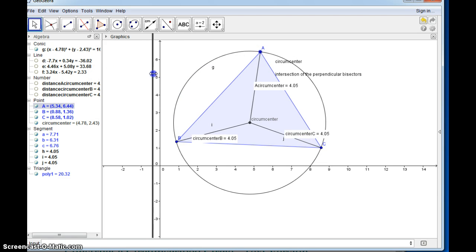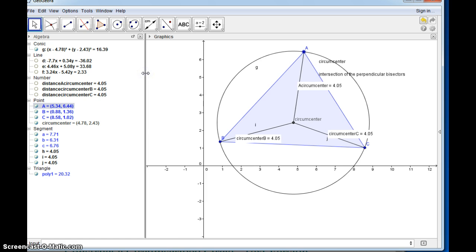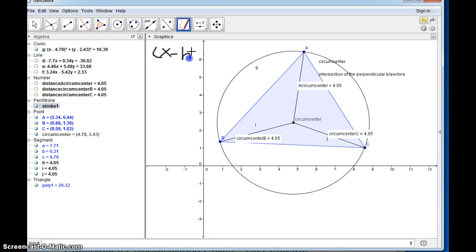So let me show you how to look at the equation of the circle that is circumscribed. And it's right here. (x - 4.78)² + (y - 2.43)² = 16.39. Let me just talk about that for one second. The equation of a circle is (x - h)² + (y - k)² = r². So in other words, if you take the opposite of these two numbers, you'll get the center.